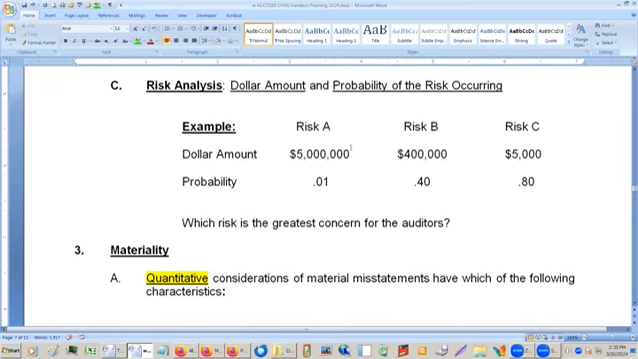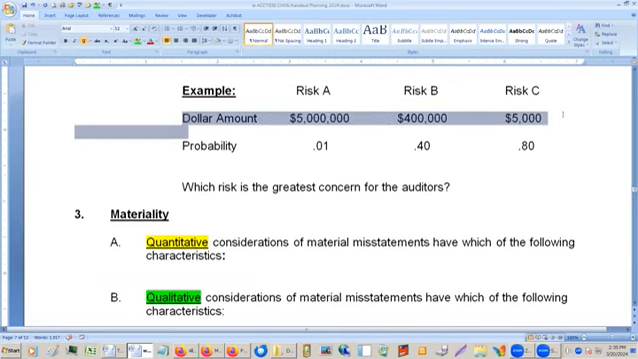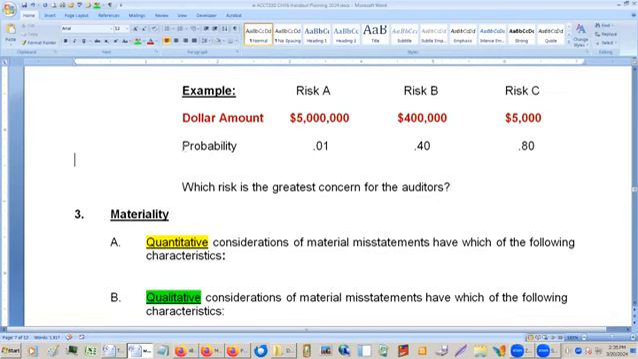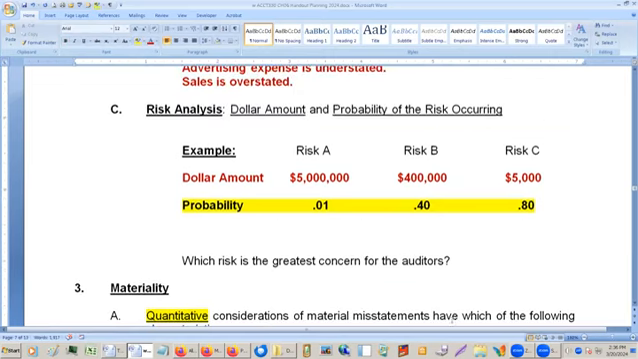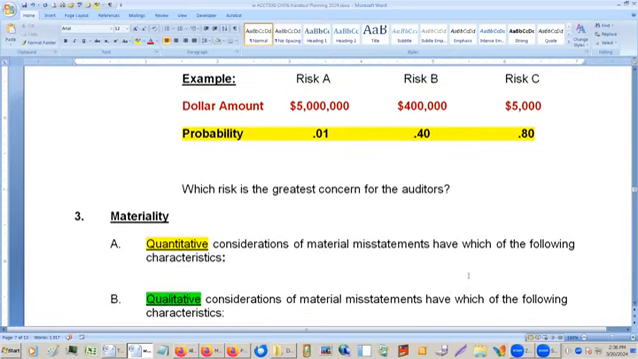Let's take a look at risk analysis. This is when you're actually looking at a risk, and we always look at risks with the idea of a dollar amount and a probability. So notice we have a dollar amount here, but we also have a probability that these things are going to happen. So what we're going to do is figure out which of these is the one we're going to focus on. Which is the greatest concern for the auditor? Okay, so what we're going to do is multiply them.